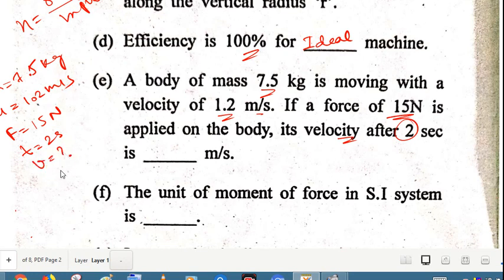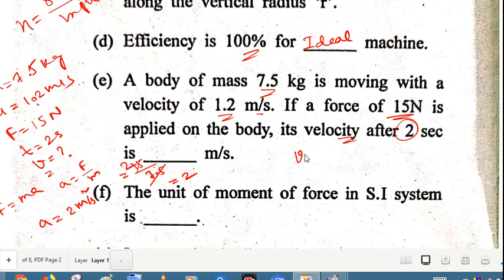To find the final velocity v, you need to find the acceleration. You know that F equals ma, so a equals F by m. Here F is 15 divided by m which is 7.5. The 7.5 will cancel 2 times, so that it will be 2. That means the acceleration a is 2 meter per second square.